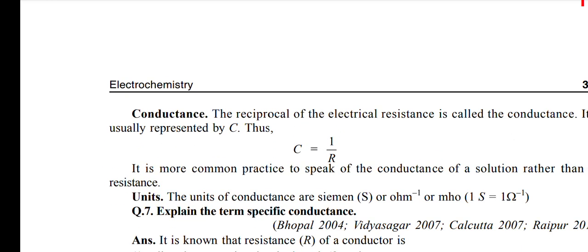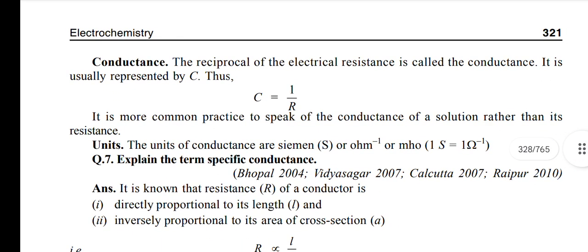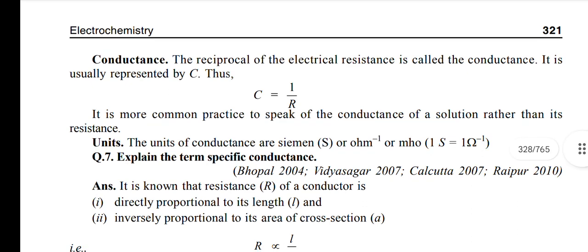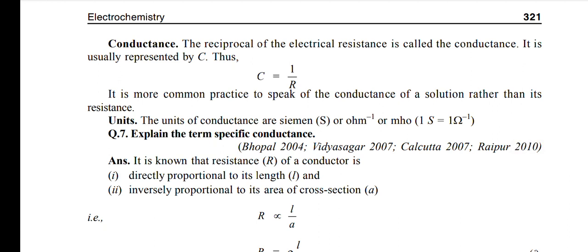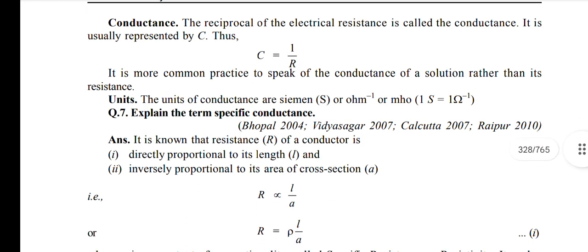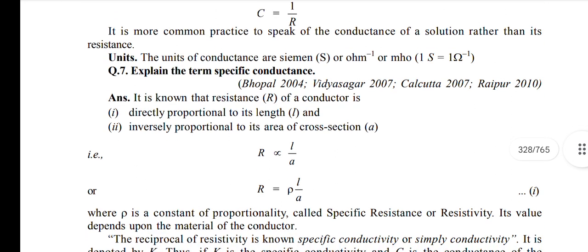Conductance. The reciprocal of the electrolyte's resistance is called the conductance. It is usually represented by C, so C is equal to 1 by R. It is a more common practice to speak of the conductance of the solution rather than its resistance. The units of conductance are Siemens, or ohm inverse, or mho.